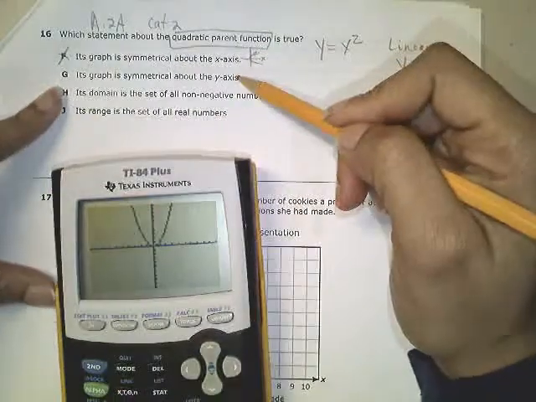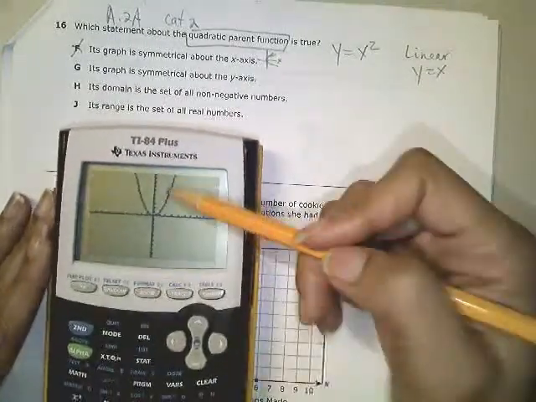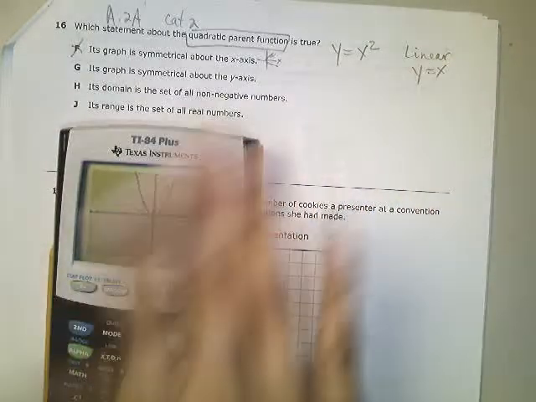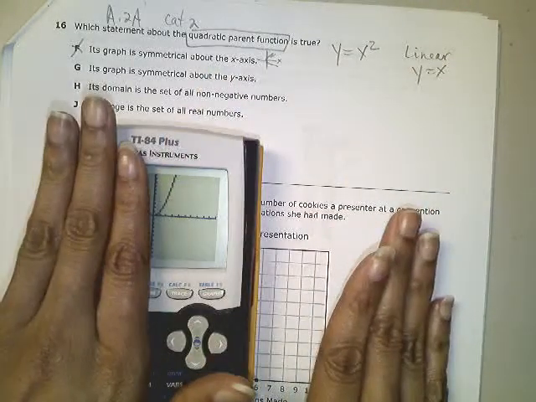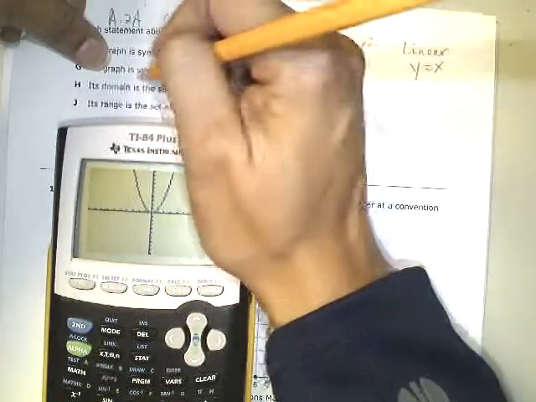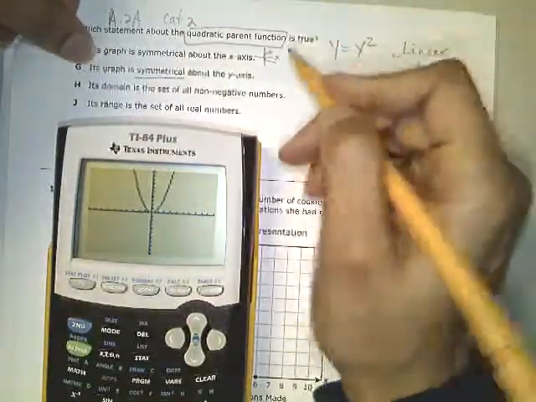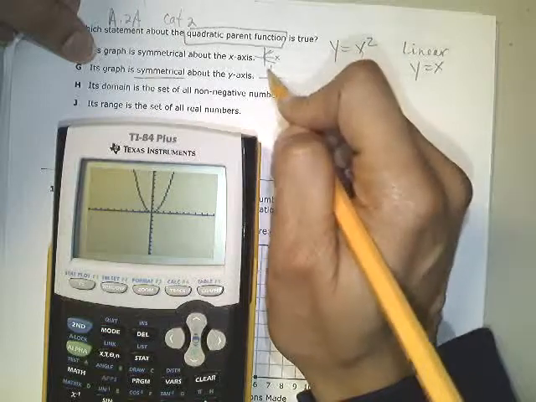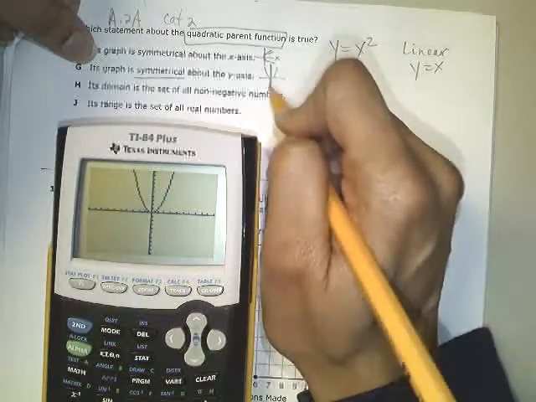Its graph is symmetrical about the y-axis. Yes, symmetrical means it looks the same on both sides. The y-axis is the line of symmetry. It's kind of like a mirror image. So here's my axis. This is what it looks like. So this is true.